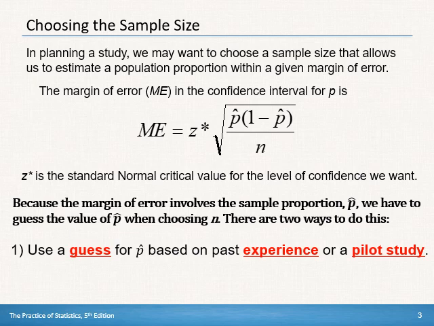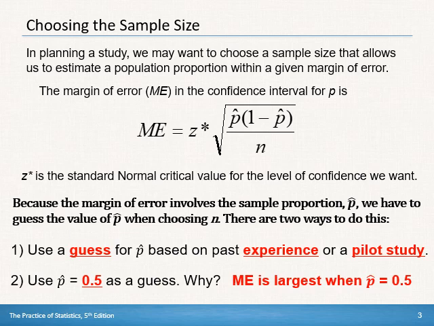Or the worst case scenario: if we have nothing else, we don't have any past experience, we don't have a pilot study or the ability to do one, then we'll just use a p hat of 0.5. And so my question to you is, why? Why would we use just 0.5? If we don't have anything else, worst case, why would we use 0.5? If you think about it, when is p hat times 1 minus p hat the largest? That's the largest when we have 0.5.